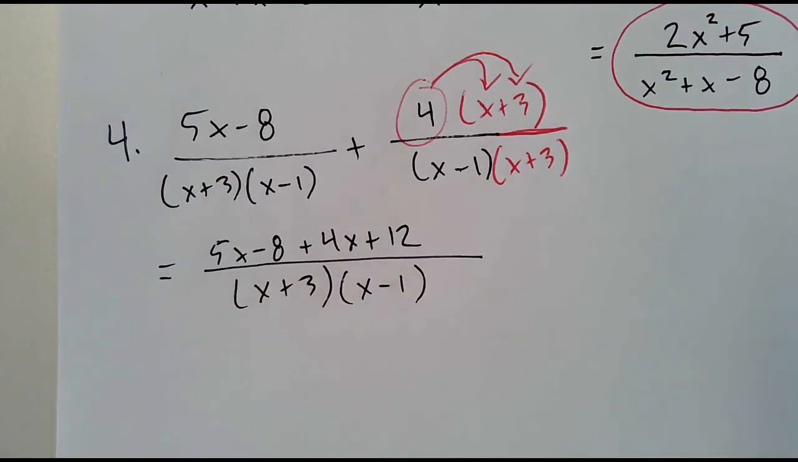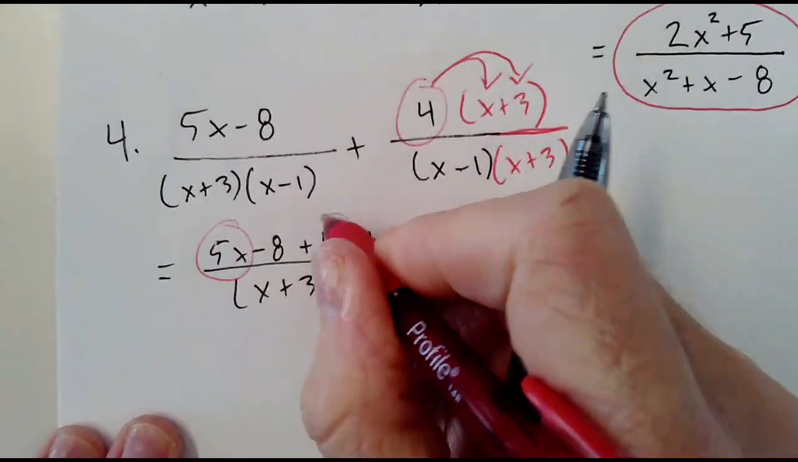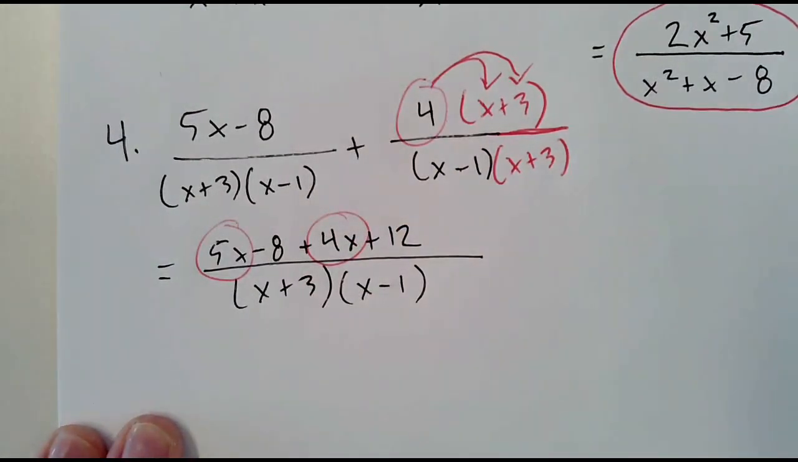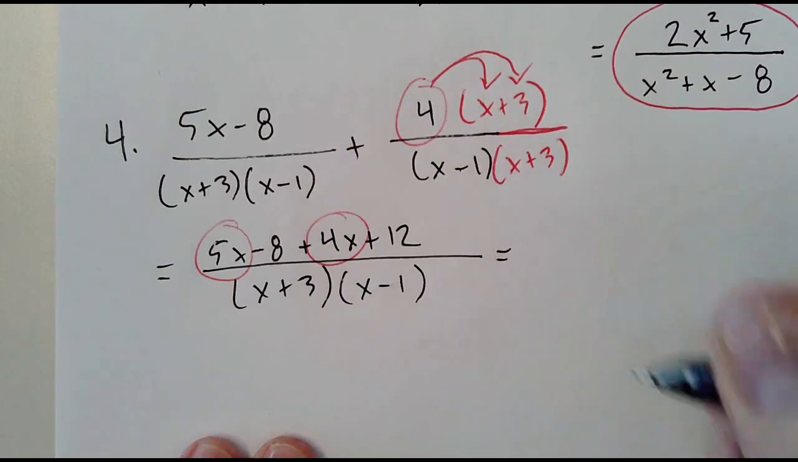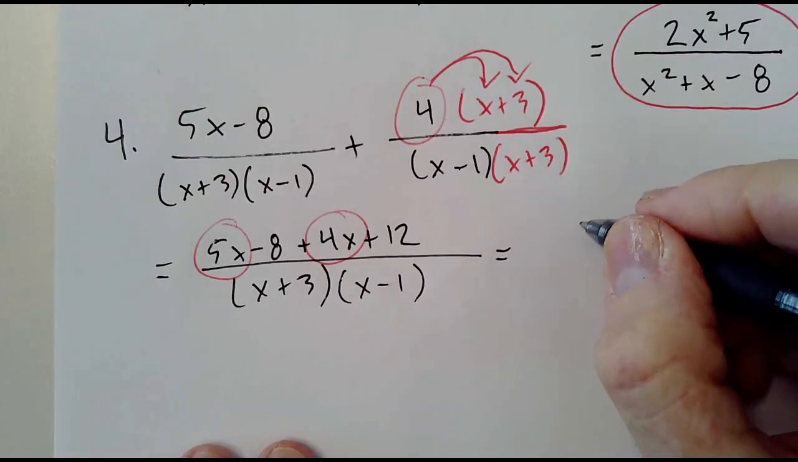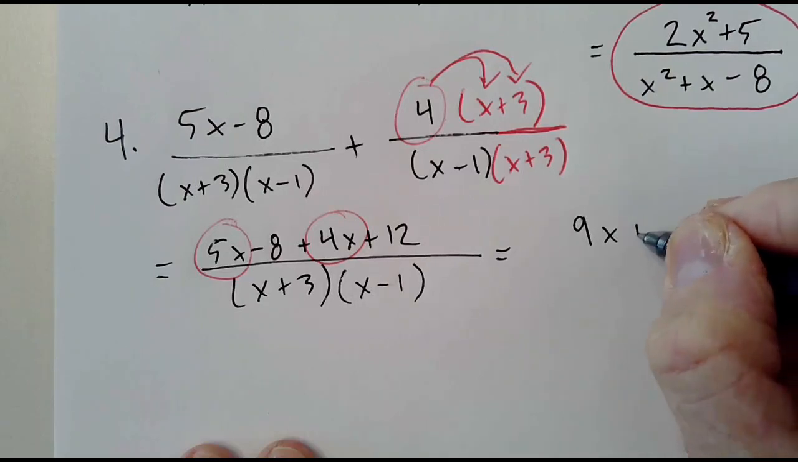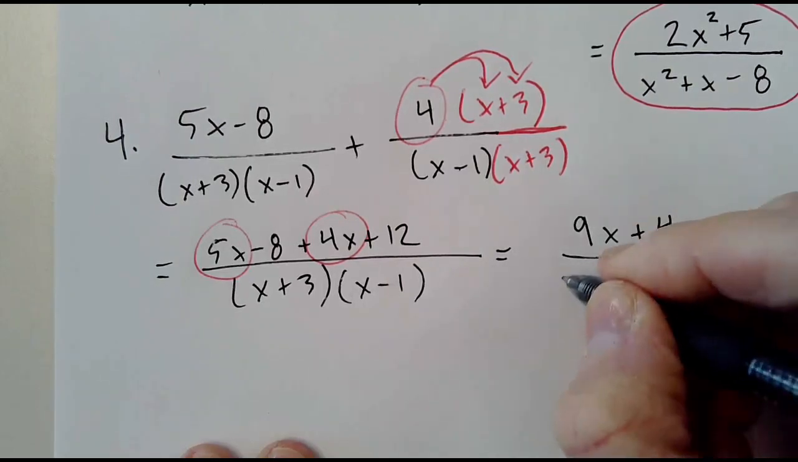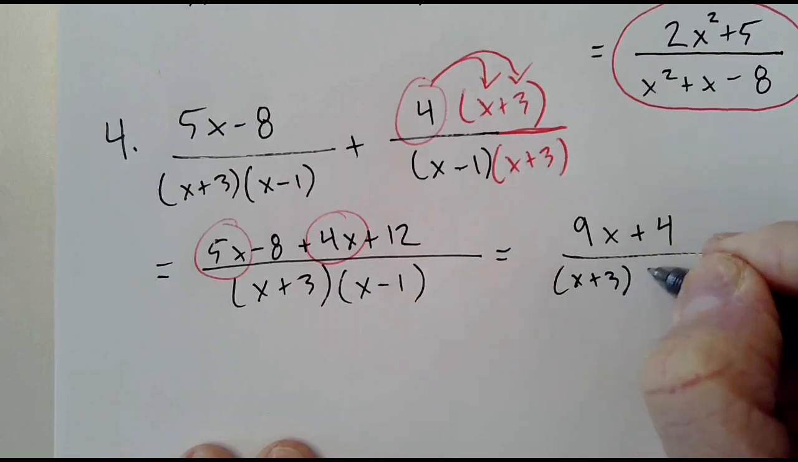So 5x and 4x combine to what? 9x, and then negative 8 plus 12. Different signs. Subtract. 12 minus 8. 9x plus 4 over our x plus 3 times x minus 1.